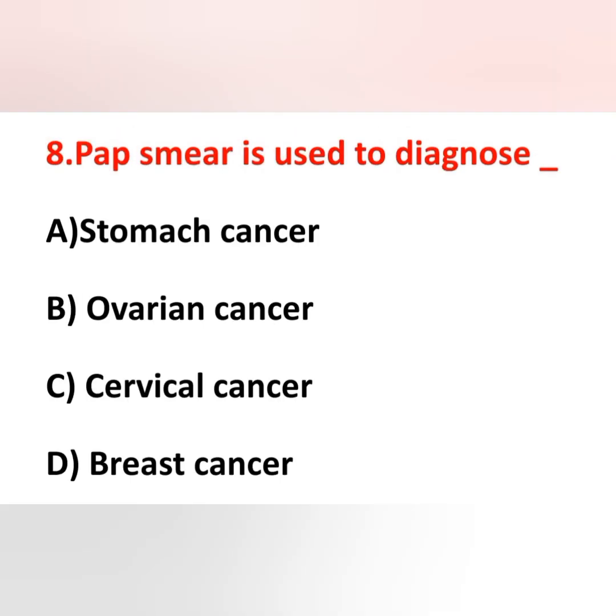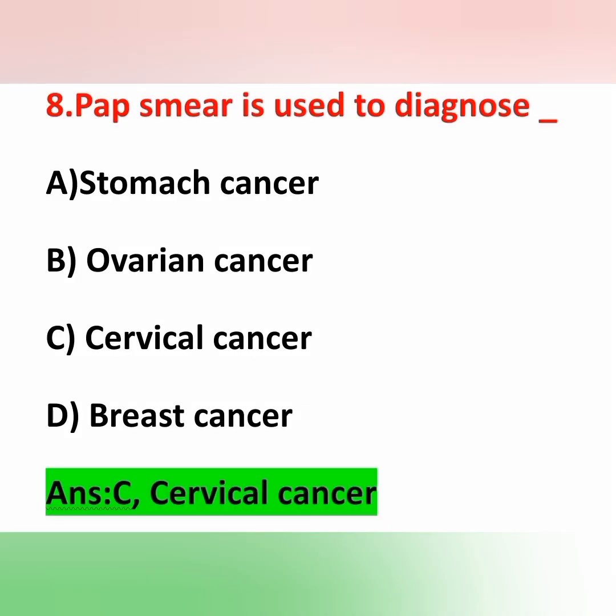Question number 8. Pap smear is used to diagnose: option A, stomach cancer; option B, ovarian cancer; option C, cervical cancer; option D, breast cancer. Pap smear is used to diagnose option C, cervical cancer. And the next question.